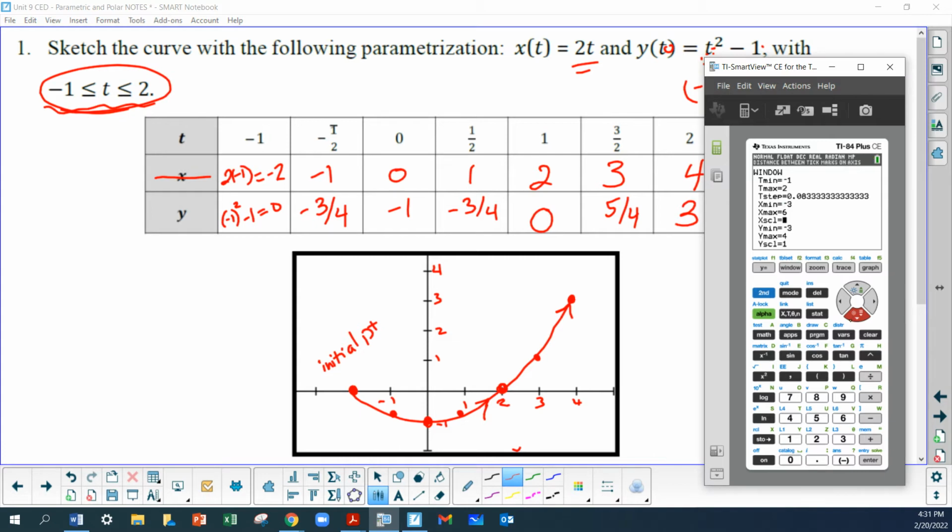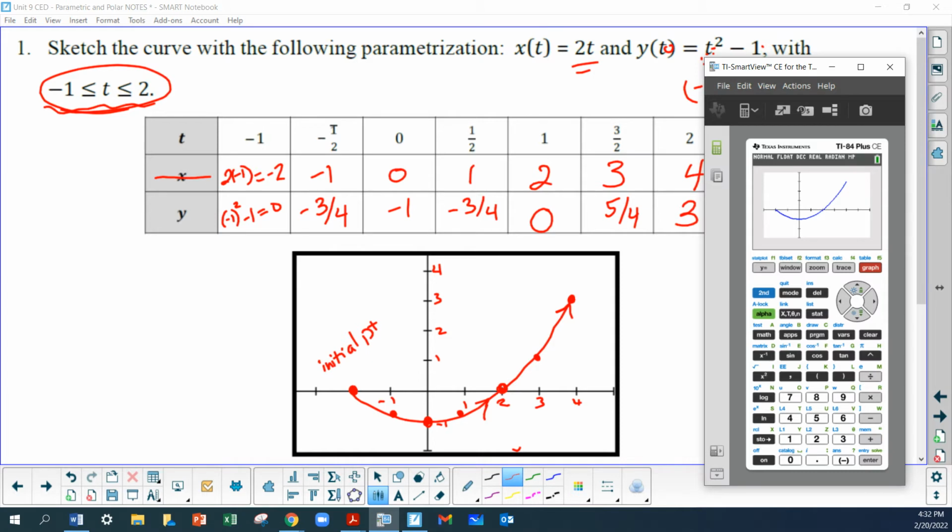I counted my x's by 1. So when I see my graph on my calculator, my tick marks are going to represent 1 unit. And then y min, I did -3 to a y max of 4 and a y scaling of 1. So my tick marks will be every 1 unit. Now you should be able to hit graph and notice that there's going to be a beginning and an ending.